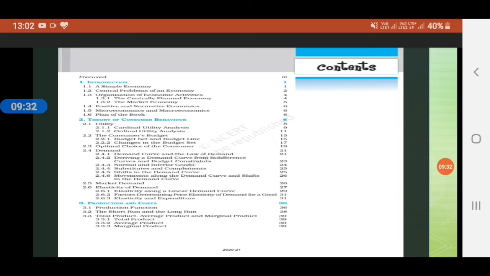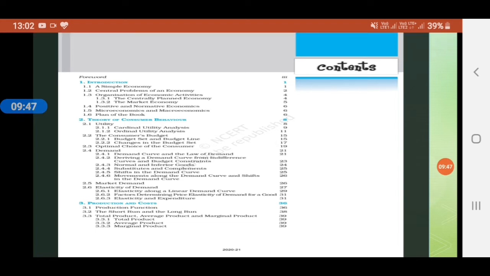Coming to the third chapter, that is production and costs. Here we learn the meaning of production, the meaning of production function, and thereafter the theories, the short run and long run production functions.